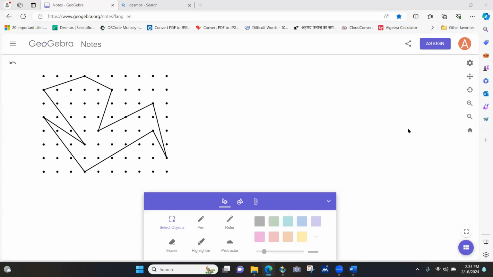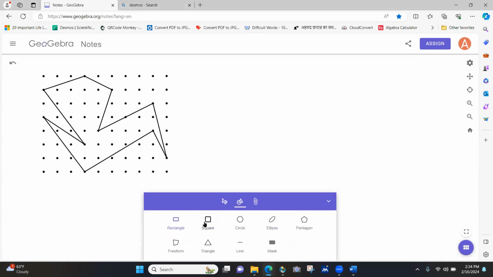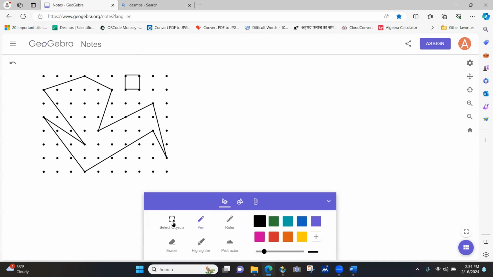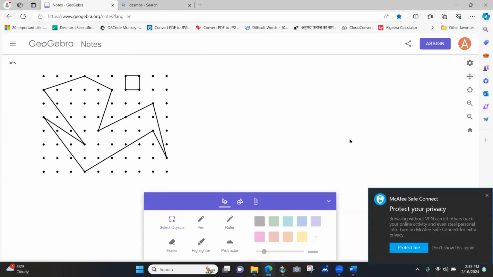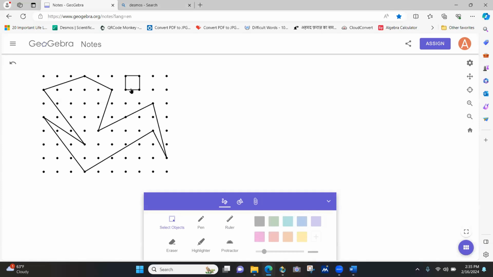So, guys, we're going to find the area of this irregular polygon. We're going to assume that the square grid is a unit square grid. What does that mean? Each square is a unit square. That's the assumption we will make, or that'll be given in the question. This little square is a unit square.